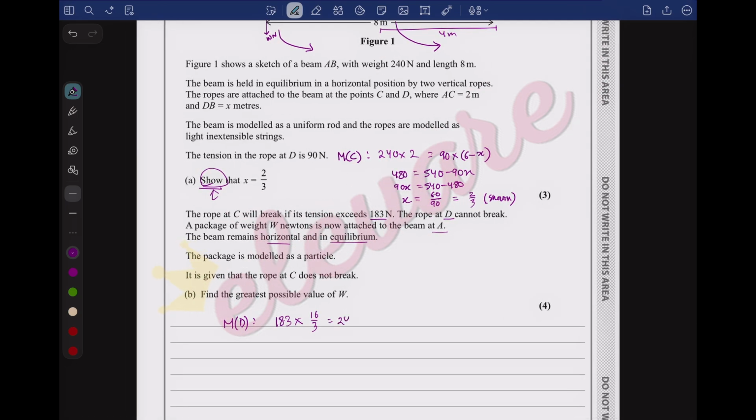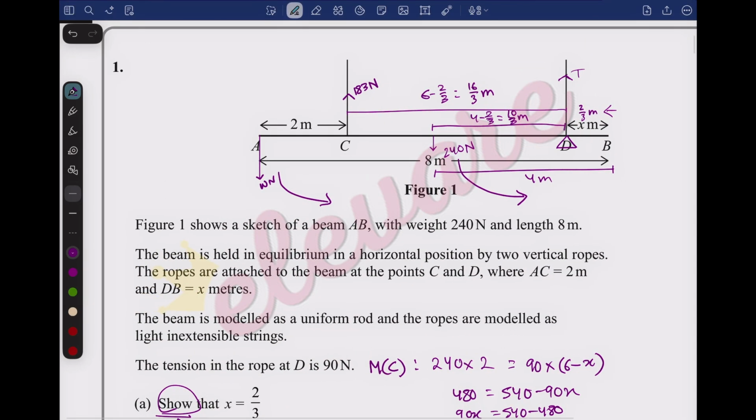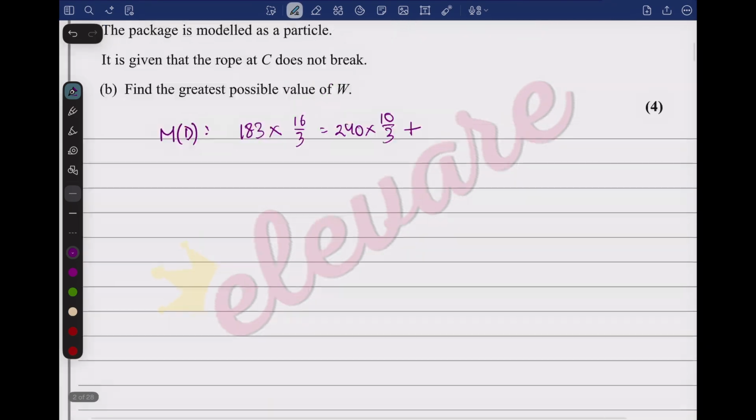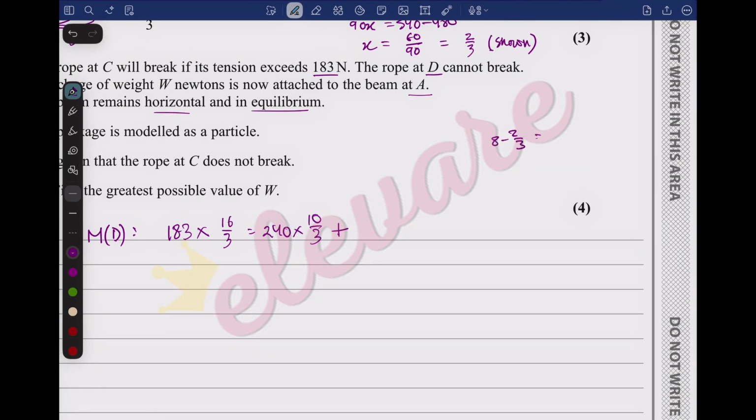240 times the distance from the pivot, 10 by 3, plus we have an additional moment that is created by the force W. So W times, we need this total distance all the way to the pivot D. What is that going to be? Well, we know that total distance from A to B is 8, and we know the distance between D and B is 2 by 3. Therefore, the distance between A and D is going to be 8 minus 2 by 3. Okay, what is 8 minus 2 by 3? Just use the calculator, bro. It's going to be 22 by 3. Great. So we have W times 22 by 3.